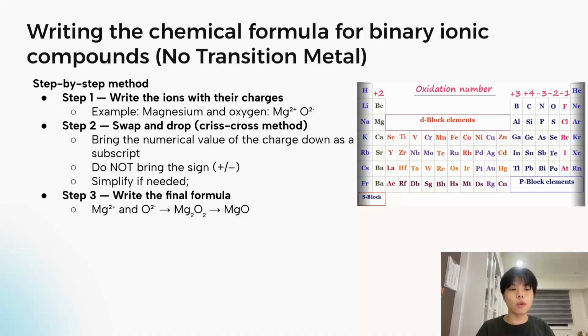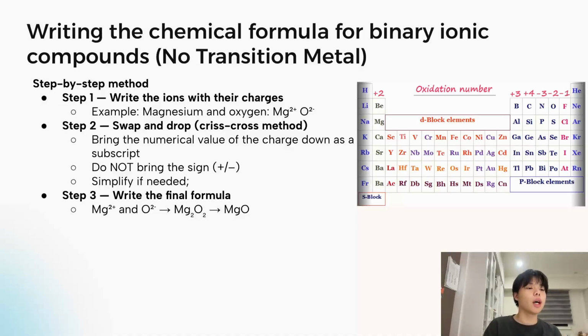So how exactly do we write the chemical formula for binary ionic compounds? We are not considering transition metals in this case. The step-by-step method is: step 1, write the ions with their charges. For example, magnesium and oxygen are Mg2+ and O2-. And you might ask, how do I determine the charge? Where do I get the charge? As mentioned earlier, the charge is represented by the oxidation number. As in the image on the right, you can see magnesium in group 2 has a 2 plus charge.